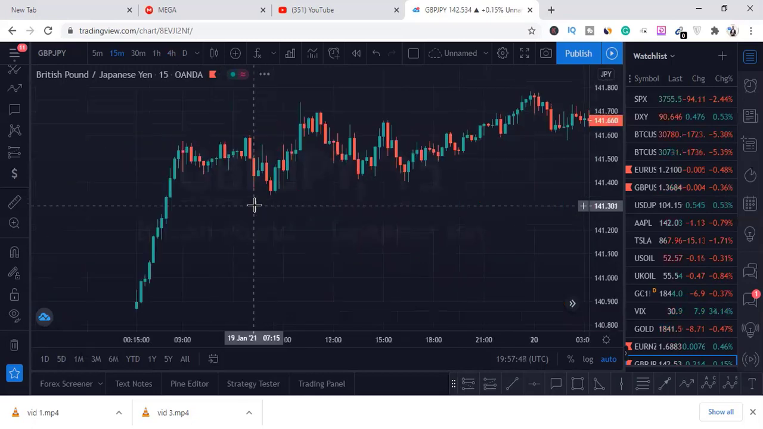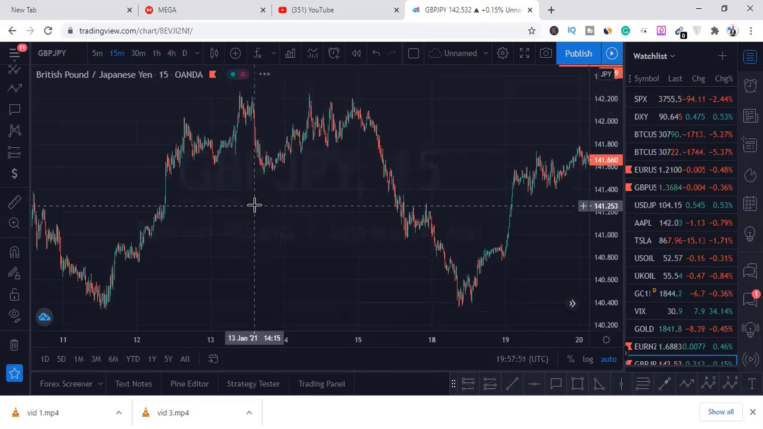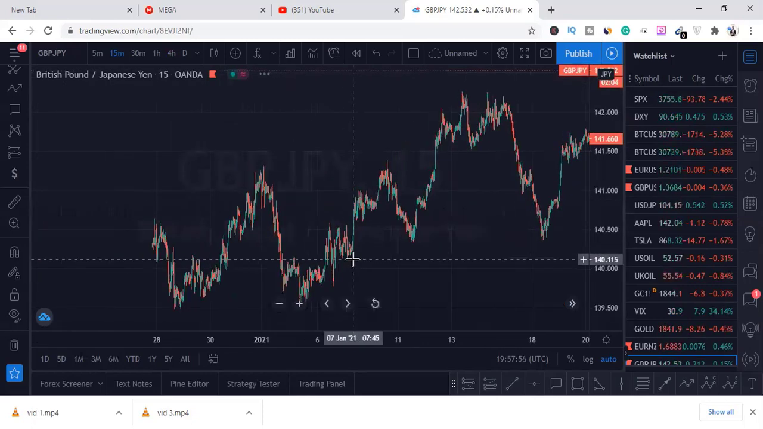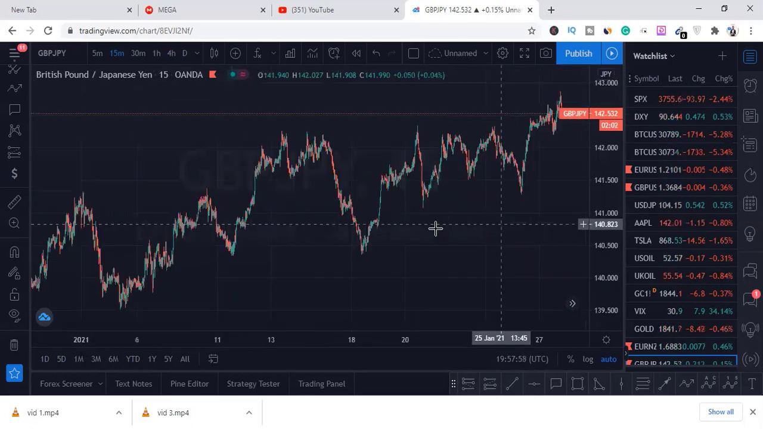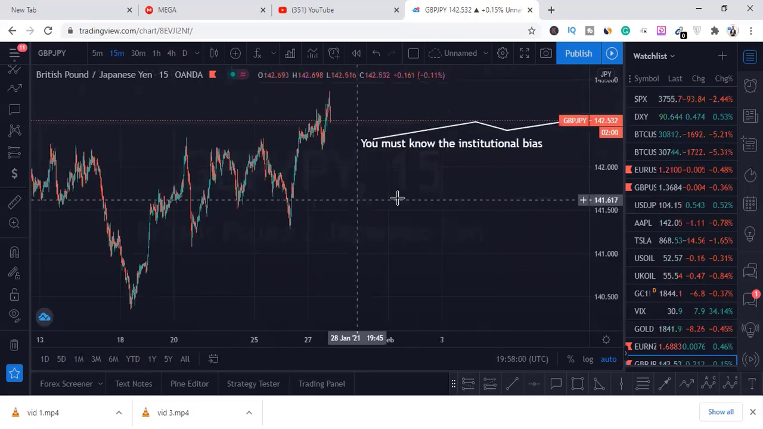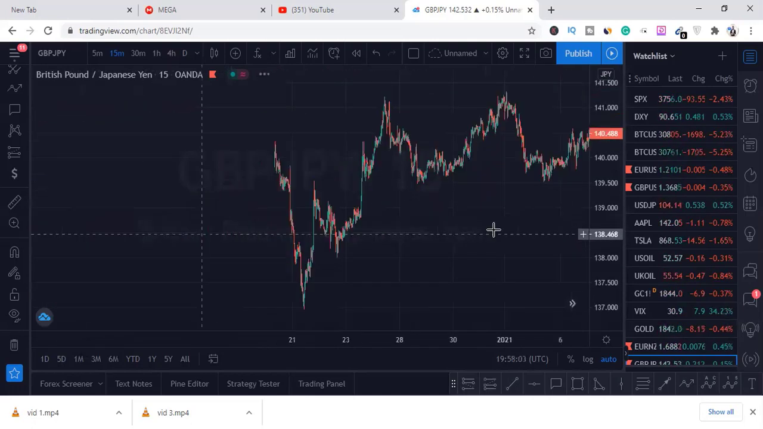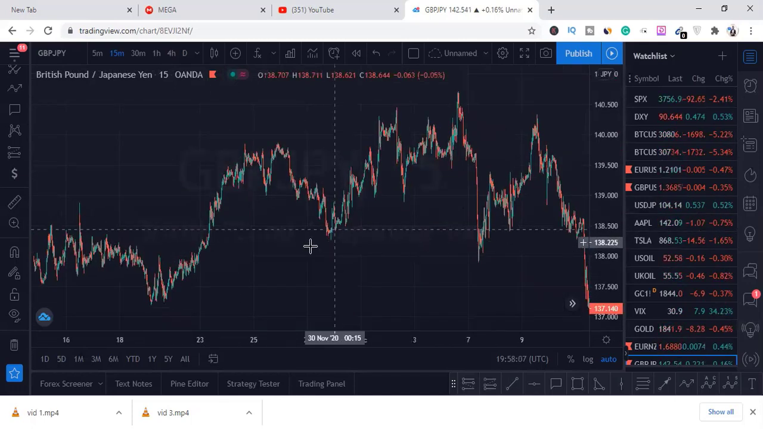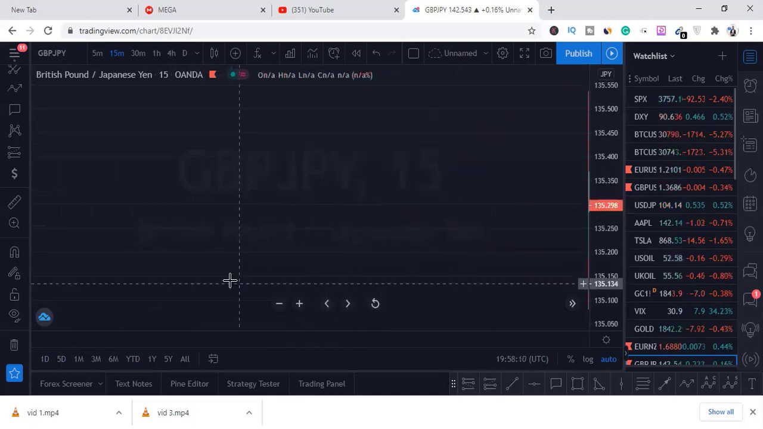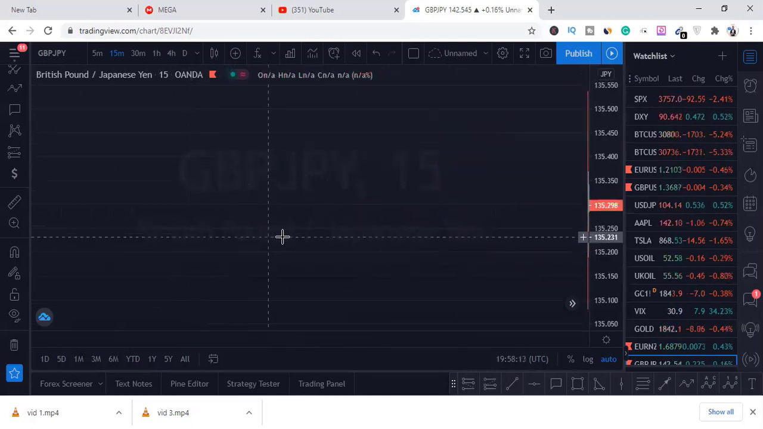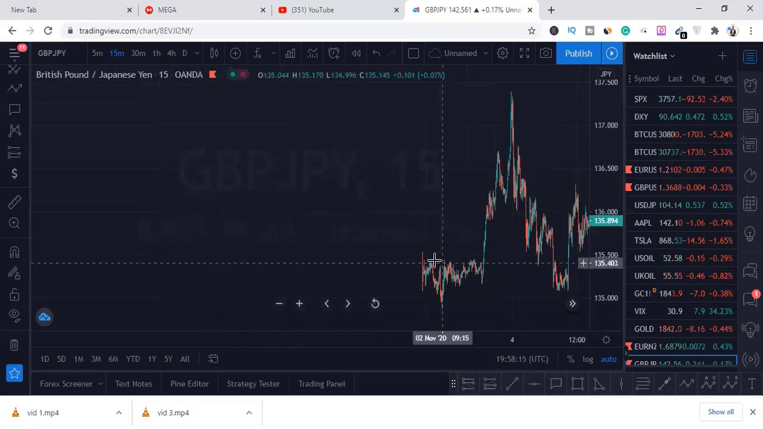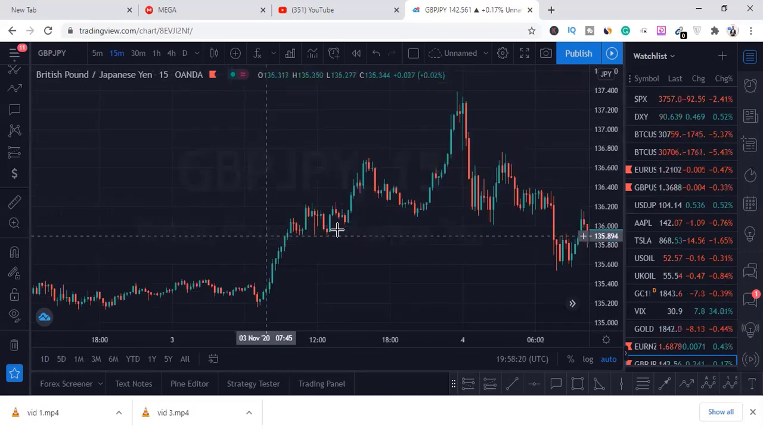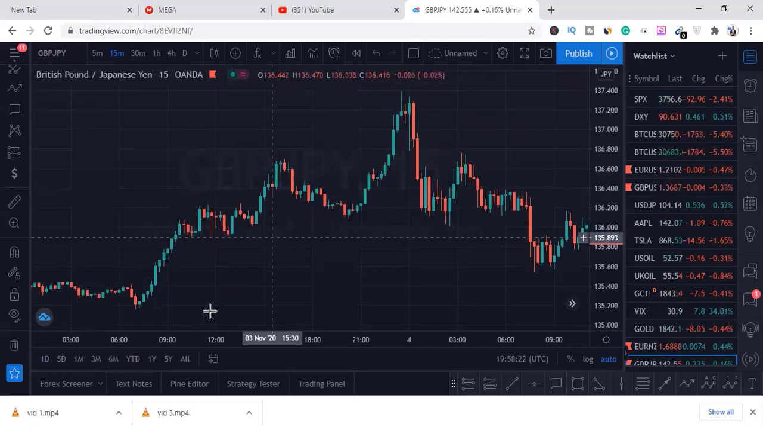Where is it? Let's see if I can find it. Always remember to enter trades in the lower time frame, because by so doing you are going to be on the safer side. I don't know why I can't find it. Okay, let me use this for an example.